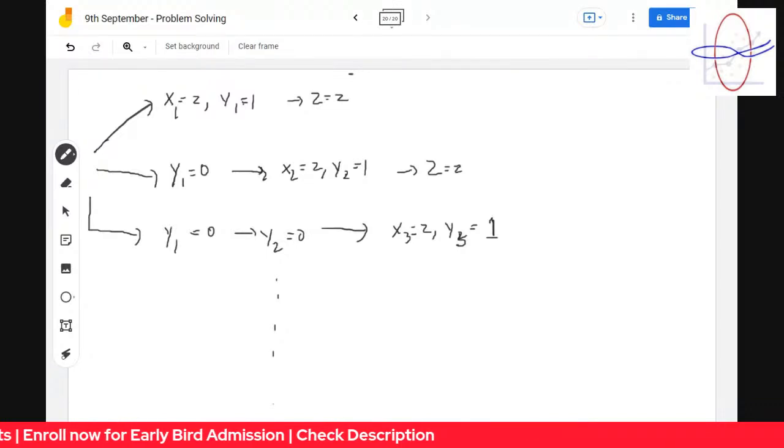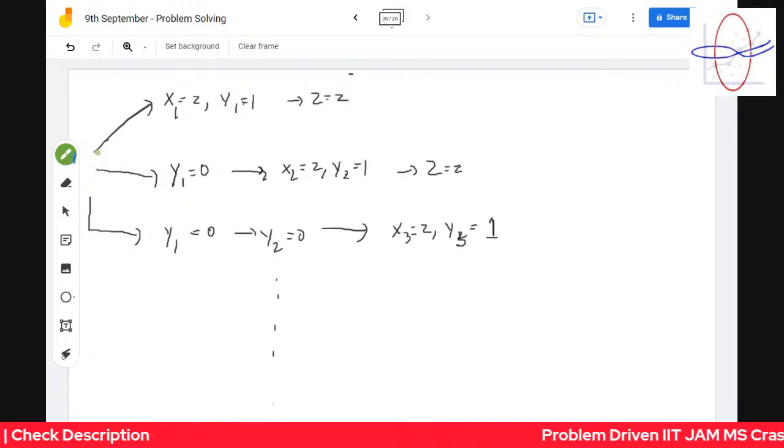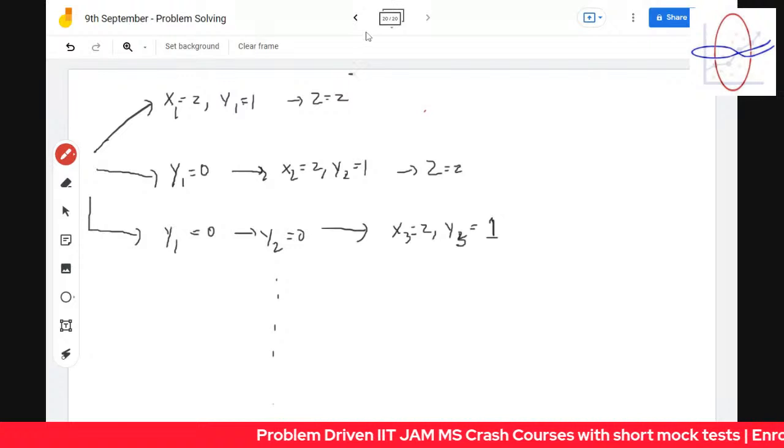So now we need to find the probability of all this, not the probability but the density of all this. I think I am making a mistake in that only. To find the density of all this.